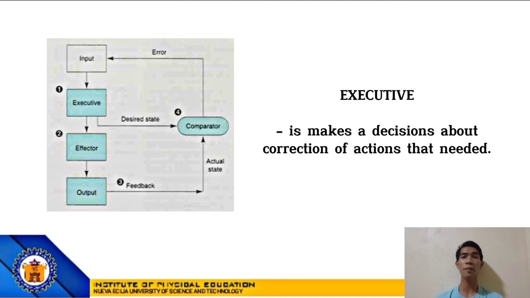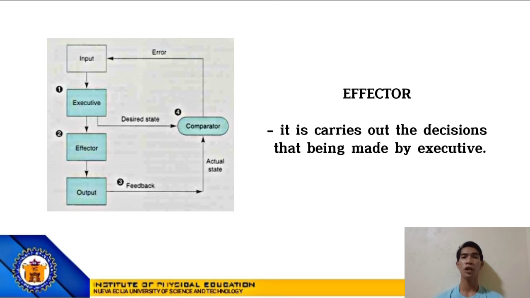So the executive makes a decision about correction of action that is needed. So dito sa component na ito yung paggawa ng isang decision at pagbibigay ng signal sa ating katawan para maitama yung dapat nating gawin o maisagawa ng tama yung isang action. So next, let's proceed to the effector. It carries out the decision that is being made by the executive. So dito naman, ito naman yung execution ng isang decision na ginagawa ng executive.